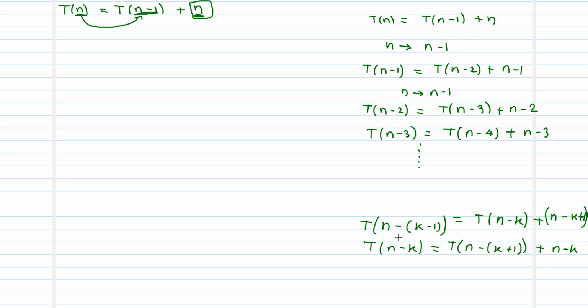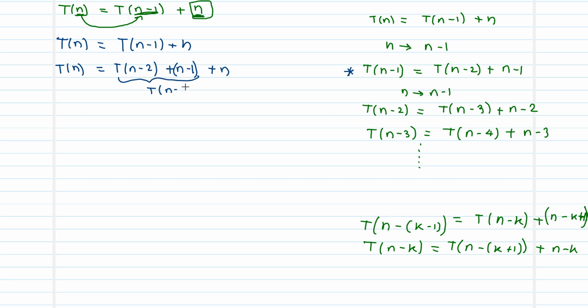So now let's try to put these values in our original equation and check how it will behave. So we have T of n equal to T of n minus 1 plus n. Now replace T of n minus 1 by whatever value we have here, which is T of n minus 2 plus n minus 1. So now I will be getting T of n equal to T of n minus 2 plus n minus 1 plus n. So now this entire term is T of n minus 1.